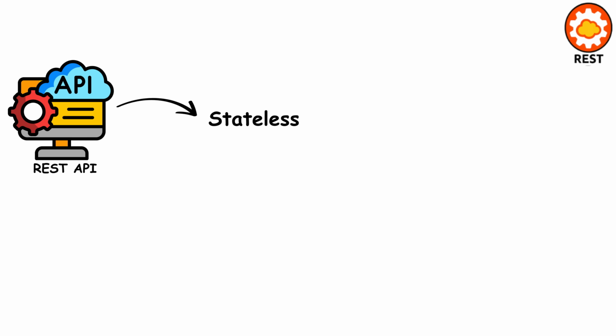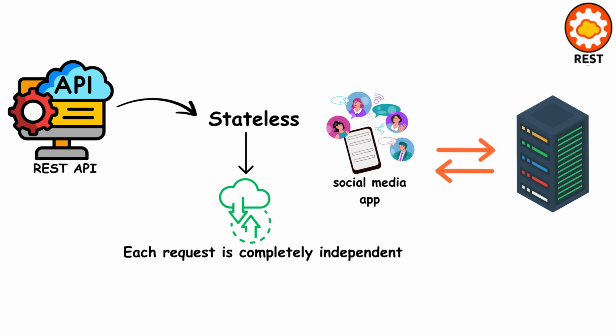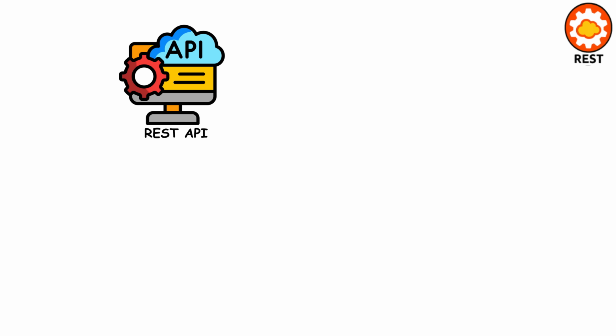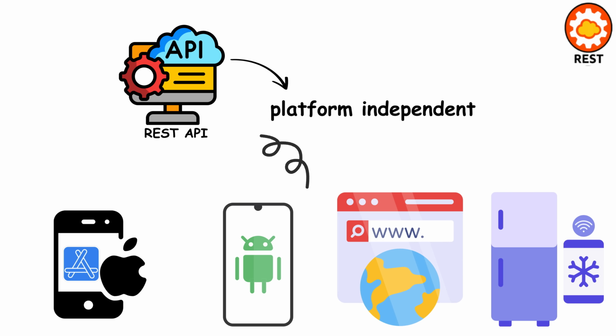REST is stateless, meaning each request is completely independent. The server doesn't remember your previous requests, which means it can handle millions of users without getting confused about who asked for what. REST is also platform independent. Your iPhone app, Android app, web app, and even your smart fridge can all talk to the same REST API.